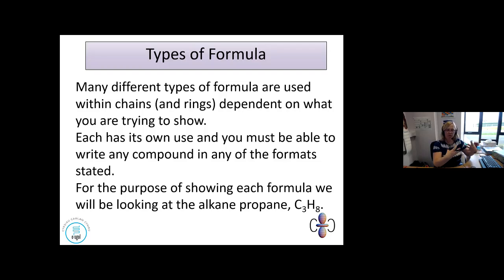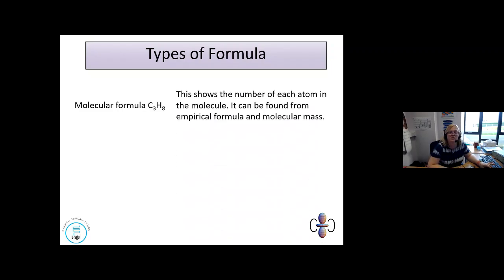of the first family, probably the easiest one to recall. So propane has a formula C3H8. That is what we'd call the molecular formula. It can be useful and can be representative and enough to identify it, but not always. The molecular formula simply shows the number of each atom in the molecule. It can be found from an empirical formula, which is the kind of calculation you'd have done in Key Stage 4, and combining that with a molecular mass. So if you know the Mr and you know the ratio of atoms to each other, then you can work out the molecular formula.